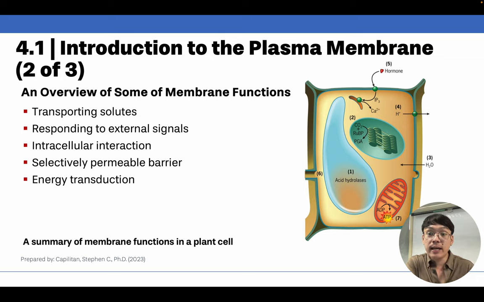In number six, we have the role of cell membranes in cell-to-cell communication. Cells communicate with each other. There are openings between adjoining plant cells. We call them the plasmodesmata, allowing materials to move directly to the cytoplasm of one cell and its neighbors.